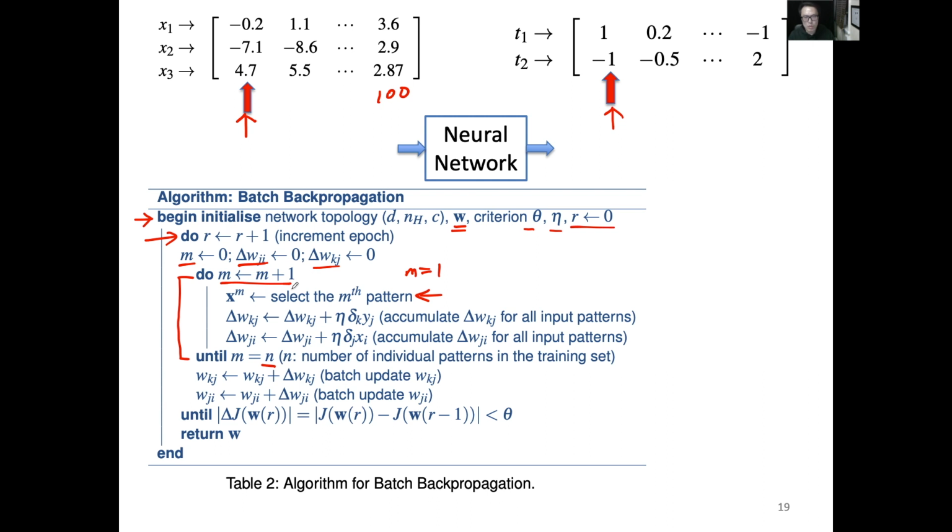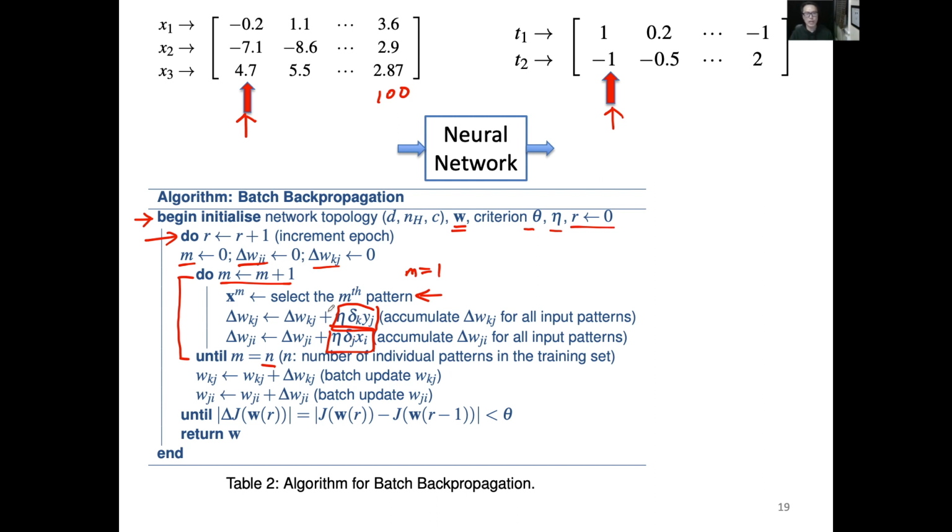Now compare with the previous stochastic backpropagation algorithm. There, the sample is chosen randomly, but now it is not. We are going to consider the samples one by one, starting from the first sample. According to the first sample, we are going to compute this value as well as delta k and delta j.